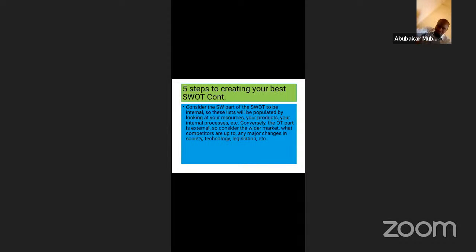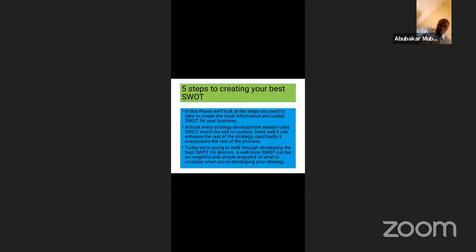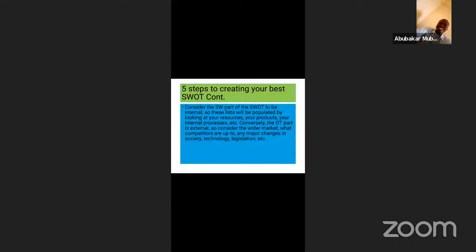First of all, you consider the strength and weakness part of the SWOT analysis to be internal. You should consider it as an internal factor. So this list will be populated by looking at your resources. When you are focusing on this, you focus on your resources, your products, and your internal processes. How do you operate? How do you do this? How do you do that?